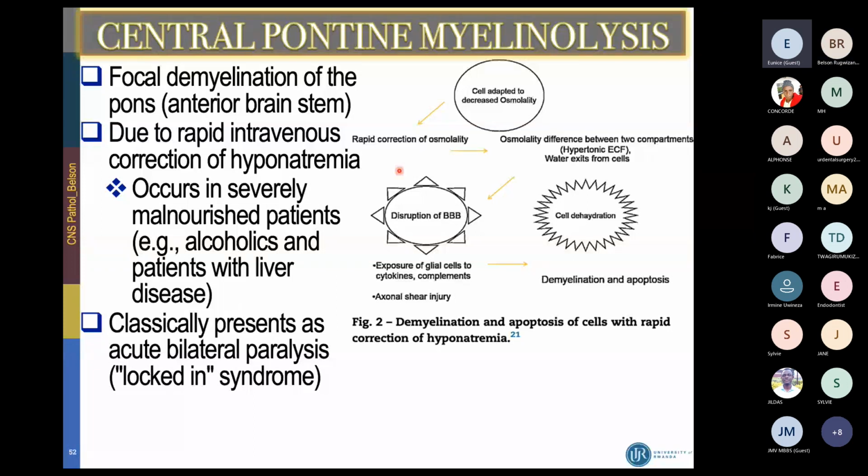Central pontine myelinolysis. So there is a lysis of the myelin sheath in the pons, you know where the pons is in the brain, in the anterior brain stem. So there will be focal demyelination due to rapid intravenous correction of hyponatremia.